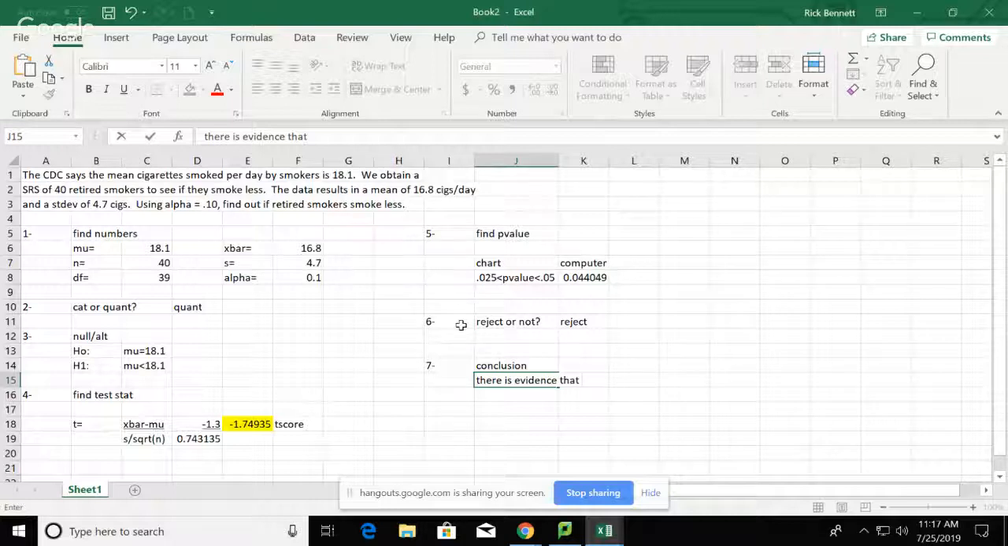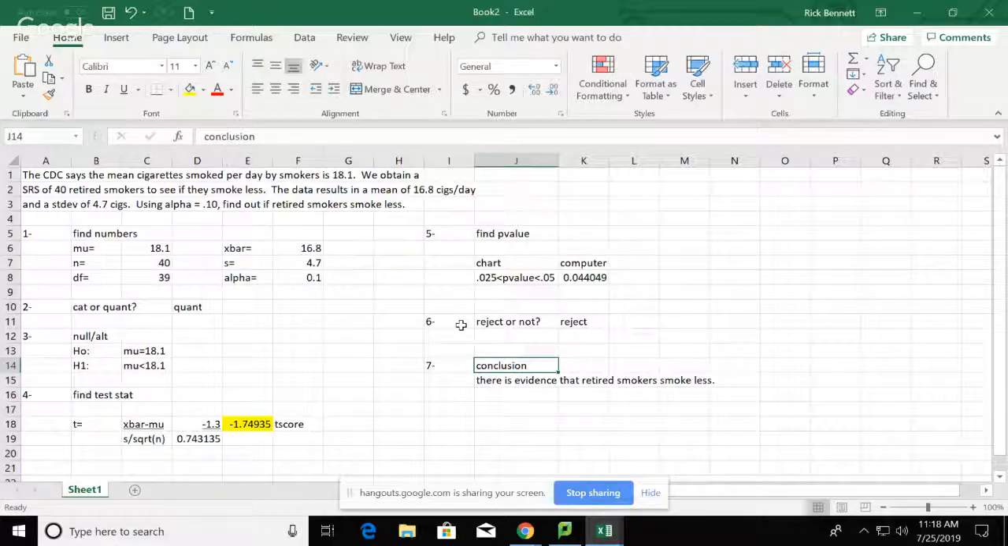What are we measuring? What's the experiment about? There's evidence that retired smokers smoke less. Who agrees with that? Am I wrong if I'm agreeing with it? Who does not agree with that? You did not raise your hand, Philip. I just don't know, that's why. Okay, that's correct. Good job, Dalton.